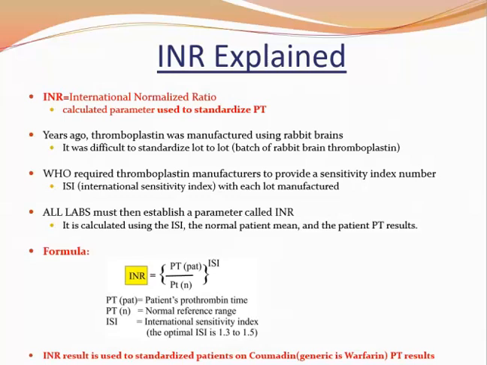So all labs must establish a parameter called an INR, or the International Normalized Ratio. To do this, they have to use a formula, and it's calculated using the International Sensitivity Index, the normal patient mean, and then the patient's PT results. So this is the formula down here that's used to calculate the INR.